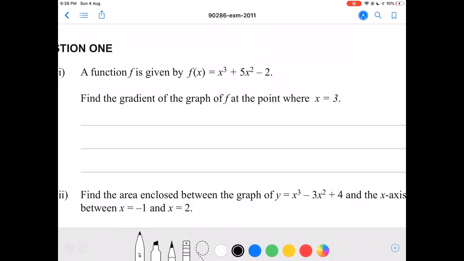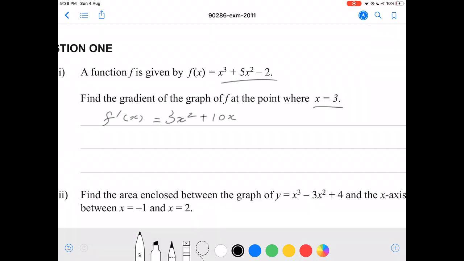For these types of questions, the first thing you've got to do is differentiate. So you want to find f dash of x. f dash of x equals 2... You differentiate the function, that's just the coefficient multiplied by the power, and then you take the power down by 1. So that'll become 3x squared plus 10x.